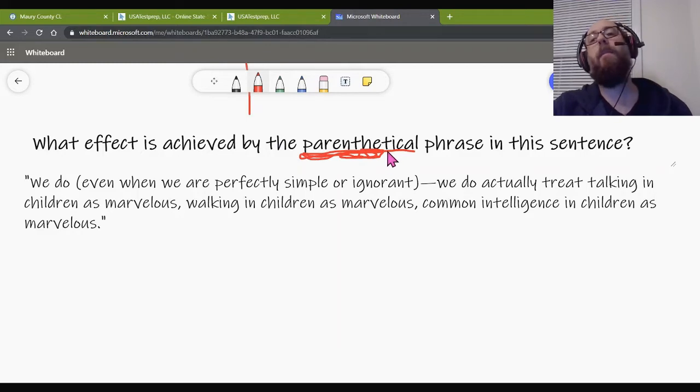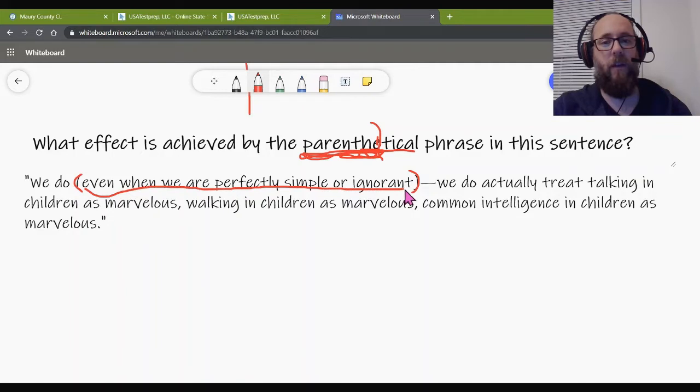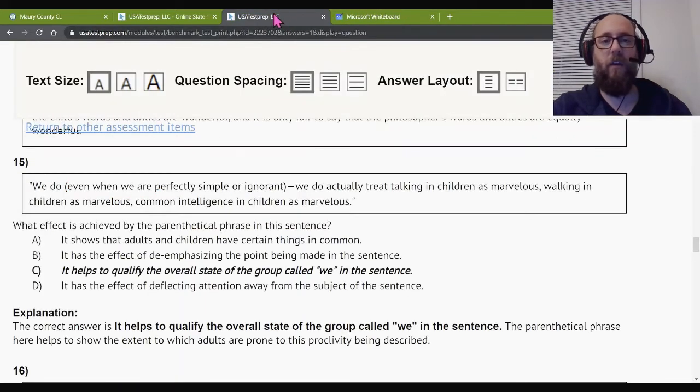So maybe, just maybe, you get lucky and you think, maybe it's talking about parentheses, because we have some parentheses in here. So this is a parenthetical phrase with parentheses. There's a phrase inside of those parentheses that's called a parenthetical phrase. And the question is, what's this phrase doing? Even when we are perfectly simple or ignorant. And it says, we do, even when we are perfectly simple or ignorant. This is clarifying something about the we. It's like us, but us under certain conditions. Us in a certain way.